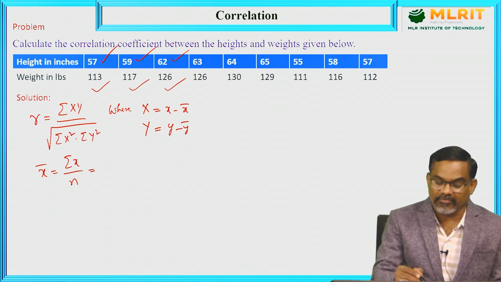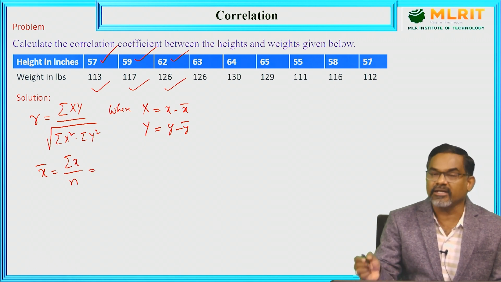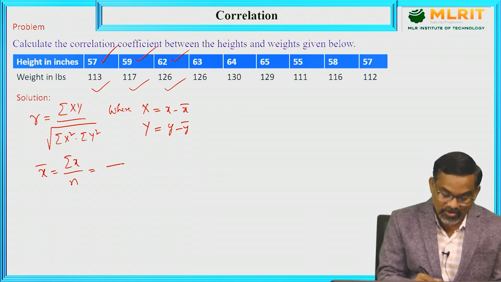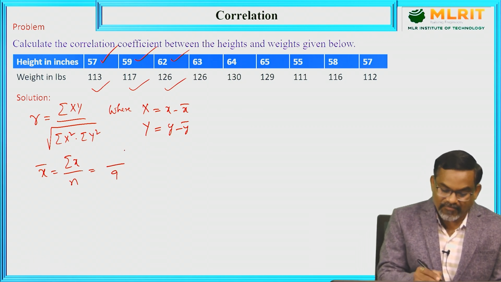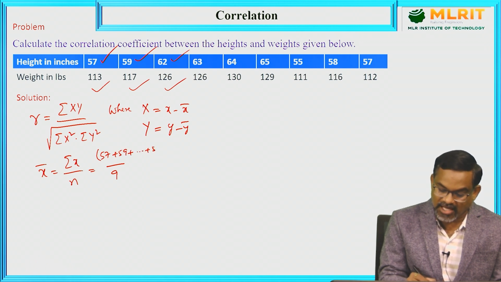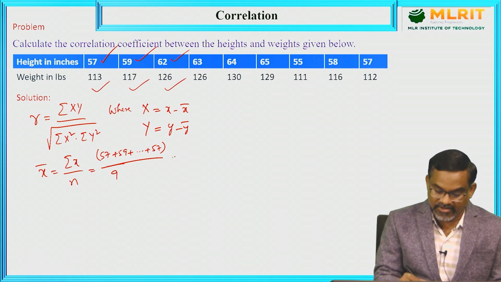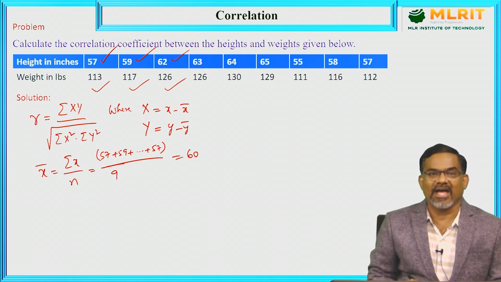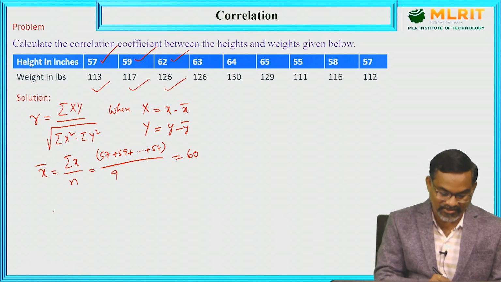1, 2, 3, 4, 5, 6, 7, 8, 9 values are given. So the sum of all values of x, 57 plus 59 plus so on, plus the last value 57, divided by 9, results as 60. The average of x values is 60.